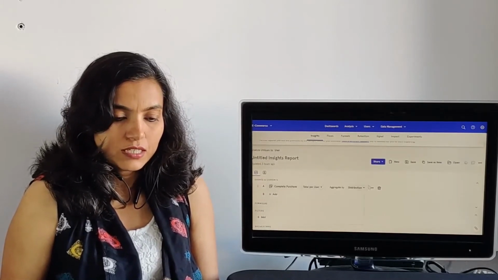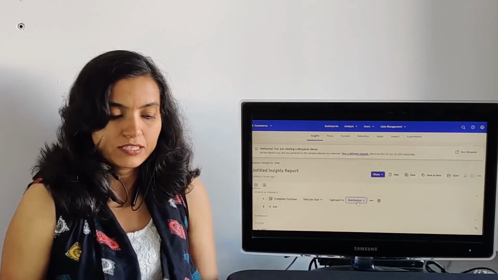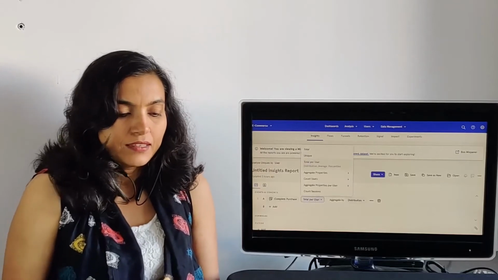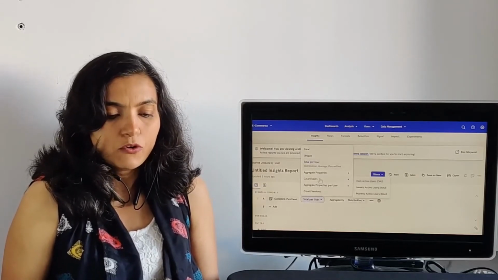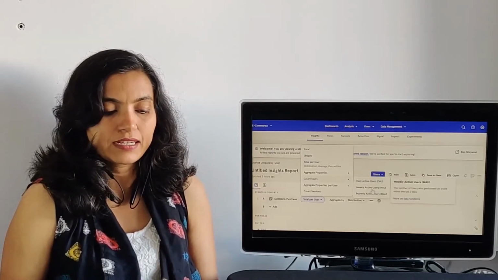So there are, like I said, these other things I will not plot here. You can just play around with it and see where it will all make sense. There is another interesting thing here under count users. What this lets you do is count daily active, weekly active or monthly active users.